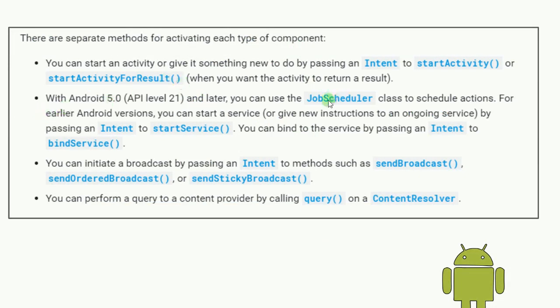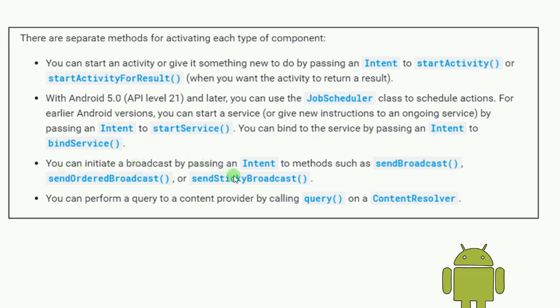Now you can also use the JobScheduler class. Like I said, we will be discussing some new things. So there is this new addition since Android 5.0, that is API level 21, wherein you can use this new class. For earlier Android versions, you can start a service by passing an intent to startService. But now, since Android 5.0, you can also use JobScheduler, right? For example, if you want to start a service, you can use this startService method as well, right? You can bind the service by passing an intent to bindService.